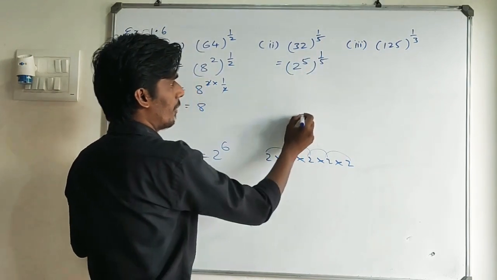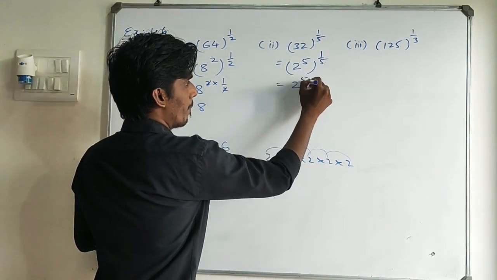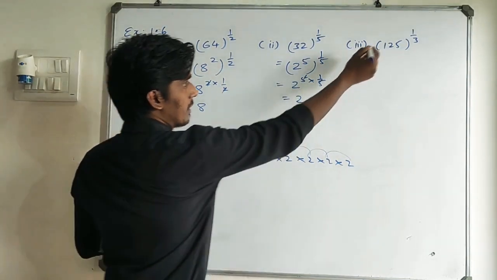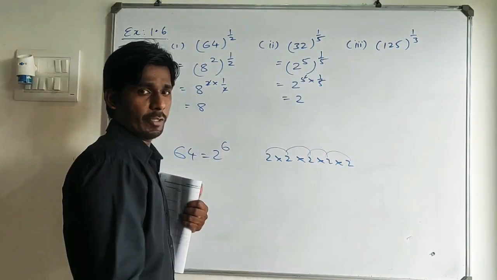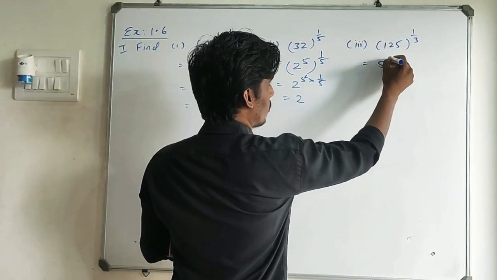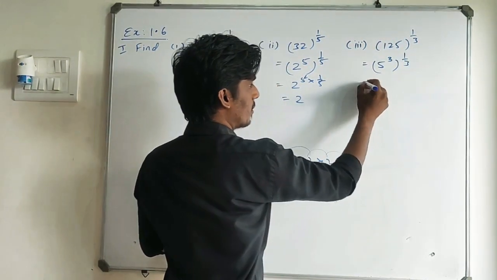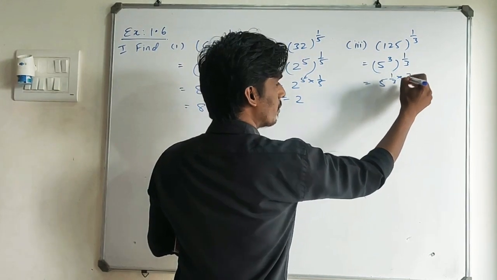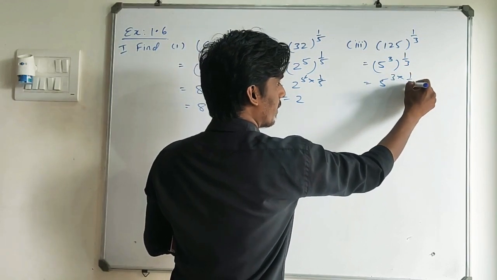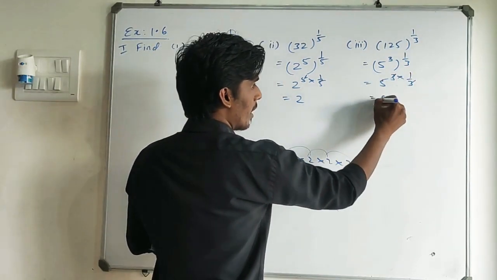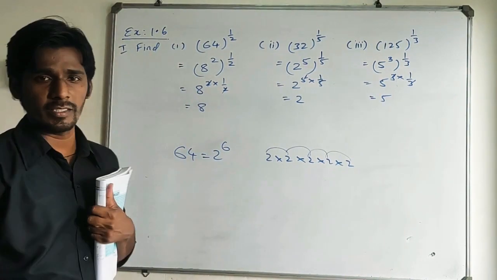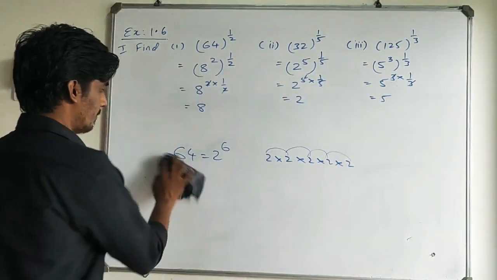Whole raised to 1 by 5. So again, power of power, multiply. 5 5 get cancelled and it's 2. Then last, 125. 125 is the third power of which number? It's 5. So it's 5 raised to 3, whole raised to 1 by 3. So 5 raised to 3 into 1 by 3. 3 3 get cancelled. How much did I get? 5. So this is the way we can solve the first question of 1.6. Let's take the another one.